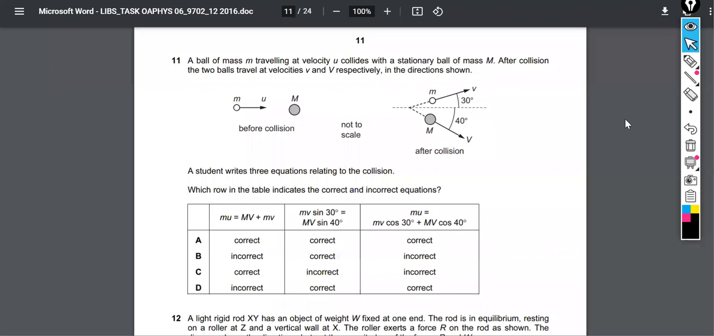Question 11 reads, a ball of mass m traveling at velocity u collides with a stationary ball of mass m. After collision, the two balls travel at velocities v and v respectively in the direction shown. A student writes 3 equations relating to the collision. Which row in the table indicates the correct and incorrect equation?